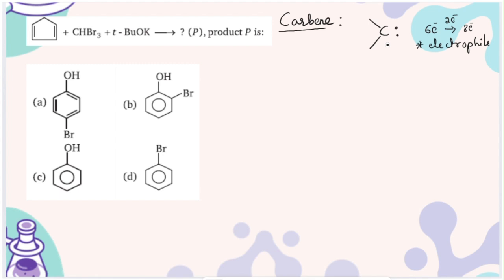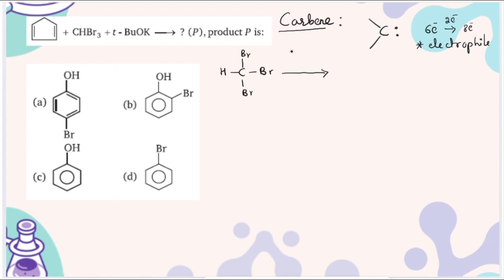Alright, how can these carbenes be formed? The carbenes can be formed by using haloforms like chloroform, bromoform, iodoform, etc. Let's use bromoform. What is bromoform? There are 3 bromines on the carbon, right? And then there is a hydrogen. This bromoform is treated with a strong base like potassium tertiary butoxide.